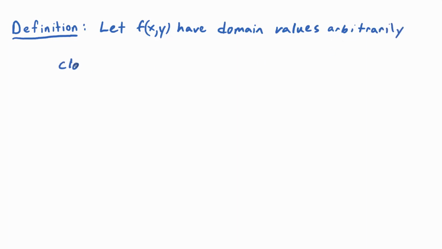Okay, so here's the big epsilon-delta definition of the limit, the Calc 3 version that we've been building up to. First of all, let f of x, y have domain values arbitrarily close to (a, b). So the domain values of f of x, y are values in R2. Think of the xy plane. They are (x, y) values. We're saying we can get x and y as close to (a, b) as we want, even though (a, b) doesn't have to be in the domain of f.